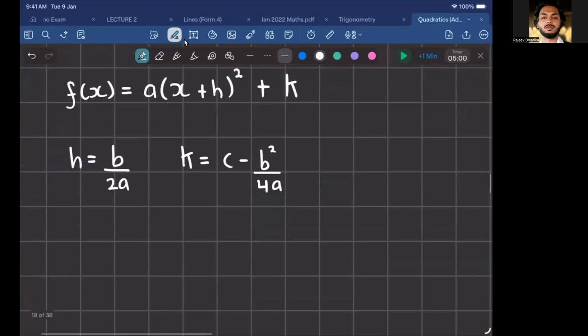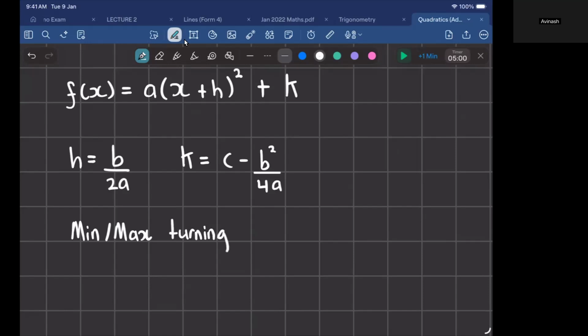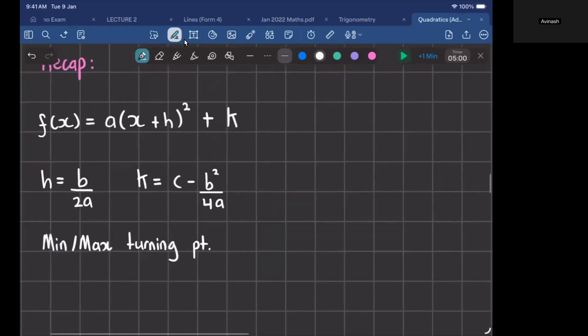Now, Avinash, do you remember how we would figure out which point is the minimum or the maximum point? Maximum turning point? The point where we had reached the furthest it could go before turning back. You're correct, but I'm talking about in terms of h and k. If we're talking about h and k, it'll be minus h, comma, k.